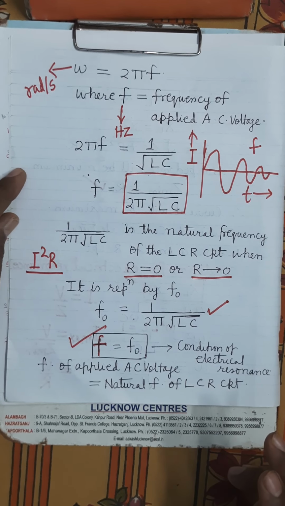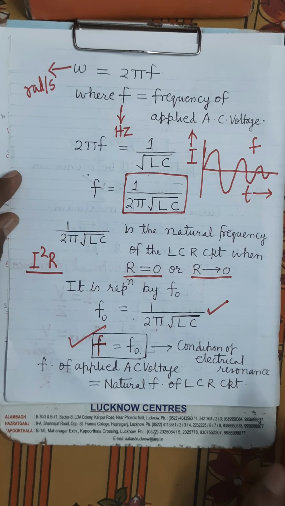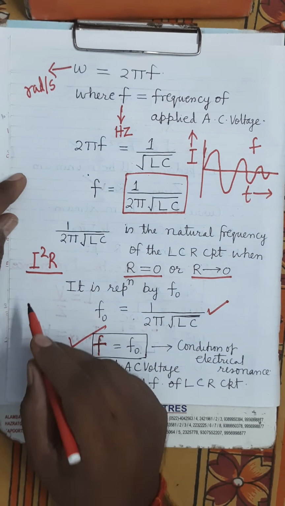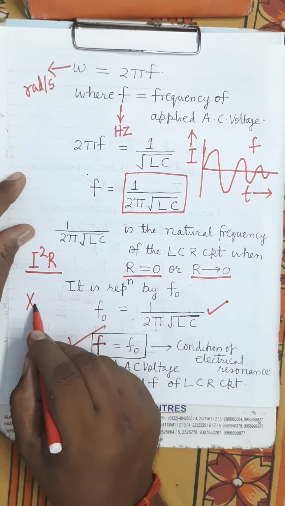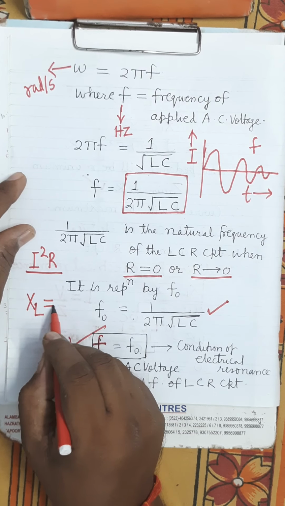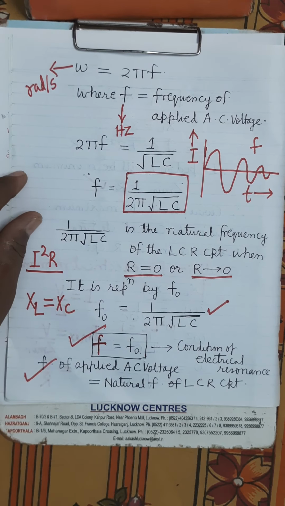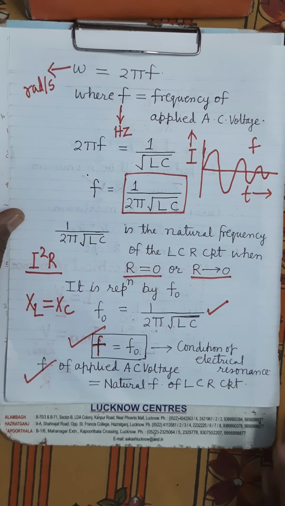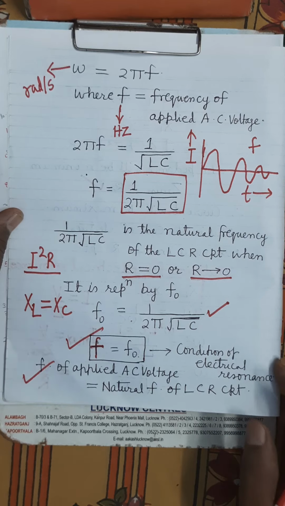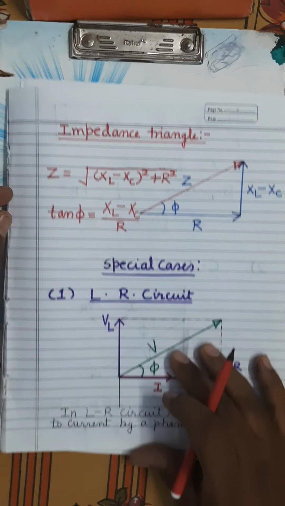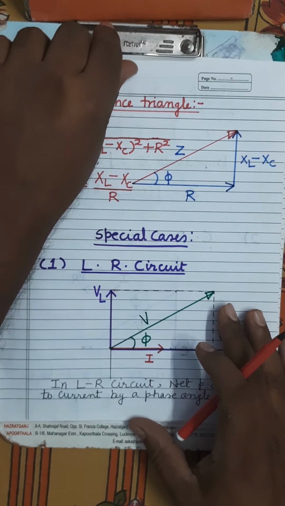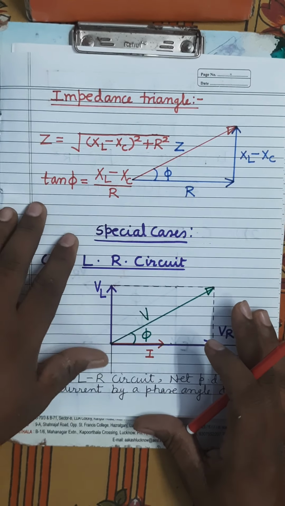An LCR circuit will be in the electrical resonance condition when current in the circuit is maximum. During that instant, XL will be equal to XC, or the frequency of applied AC voltage will be equal to the natural frequency of the LCR circuit. It's clear? Now see here, there is one triangle, the impedance triangle.